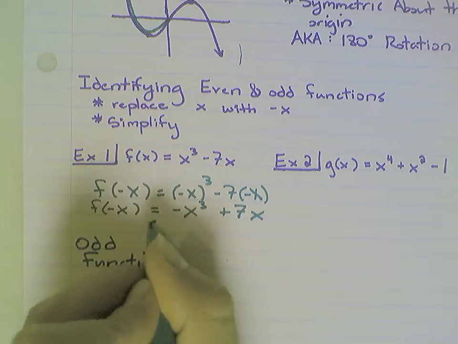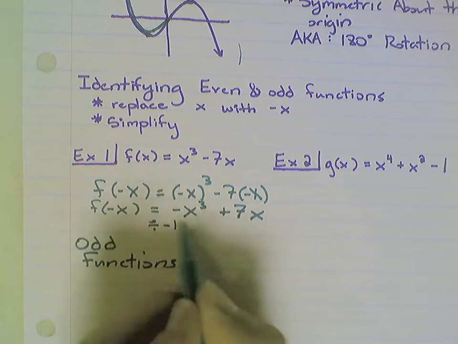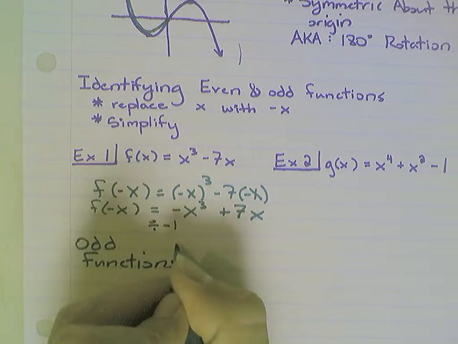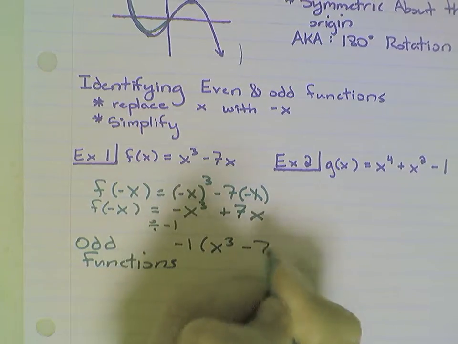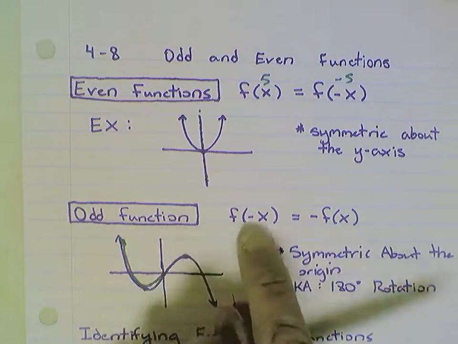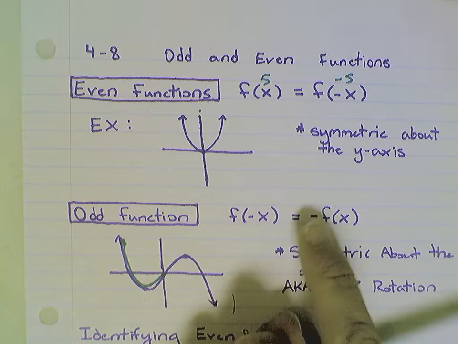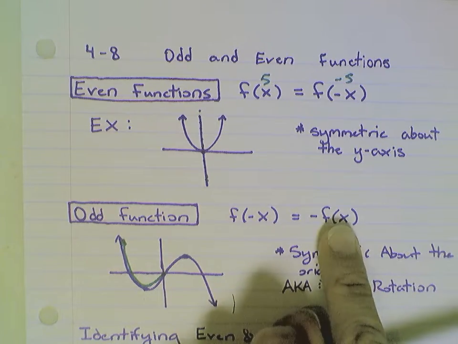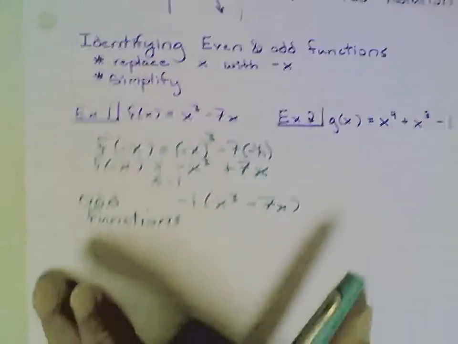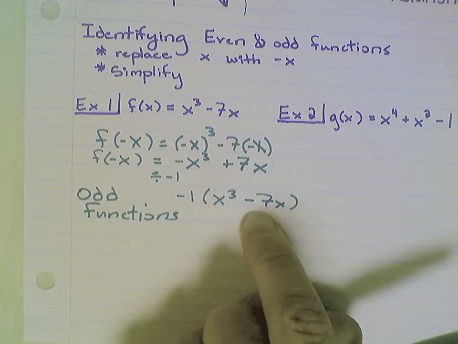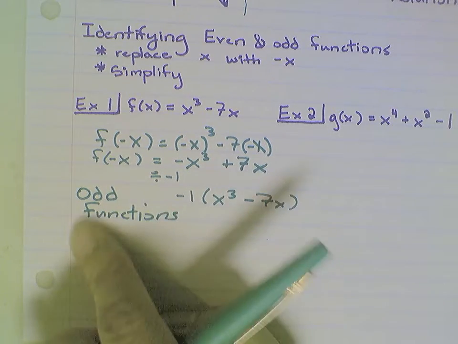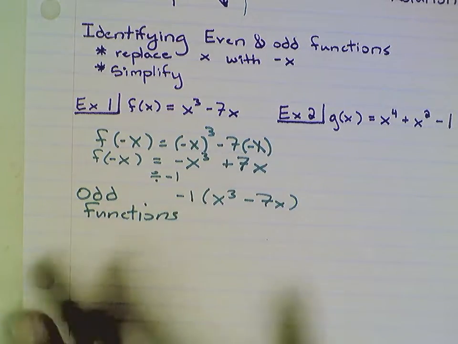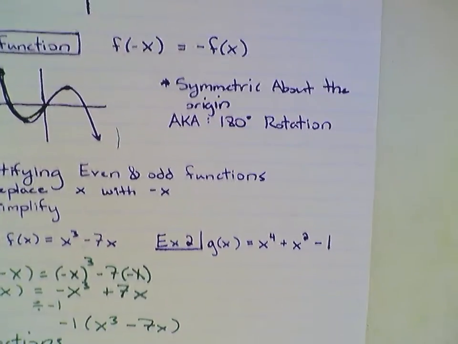If I were to divide by a -1 and factor it out, I would get -1 times (x^3 - 7x). And now you'll notice that the definition of an odd function, if I plug in a -x, I get the negative of whatever the f(x) function was. And you'll notice I now have the f(x) function, but I have the negative in front. So this is indeed an odd function. Alright, let's go ahead and look at a second example here.